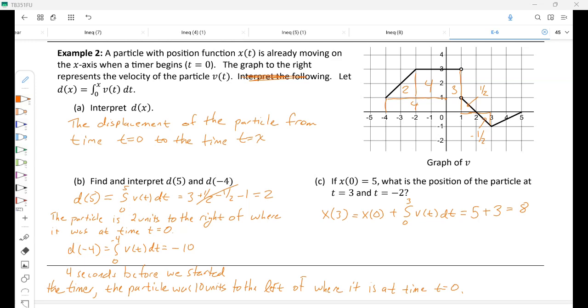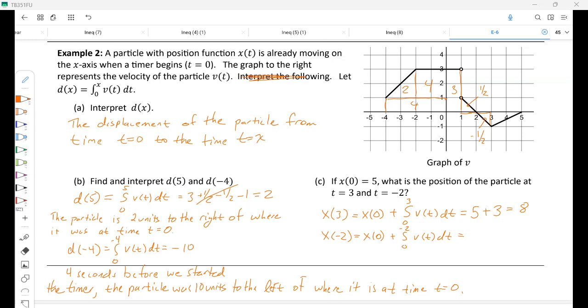All right. Same thing with the other one. We've got to find x of -2. What was its position at time t equals -2? Well, that's our starting position plus the integral from 0 to -2 of v of t dt. And like I said, the integral takes care of the fact that we're actually going back in time here, right?